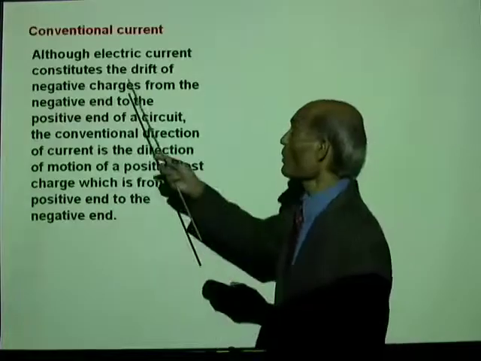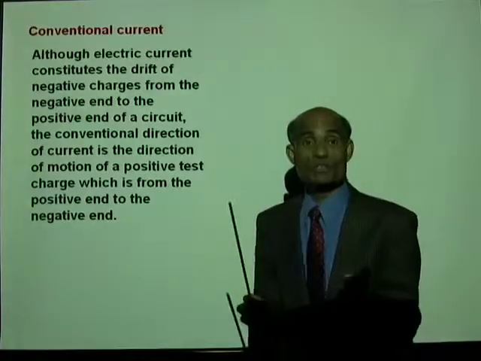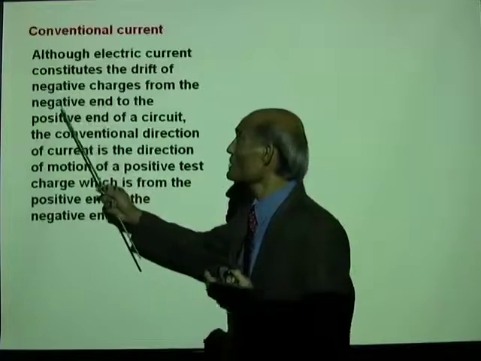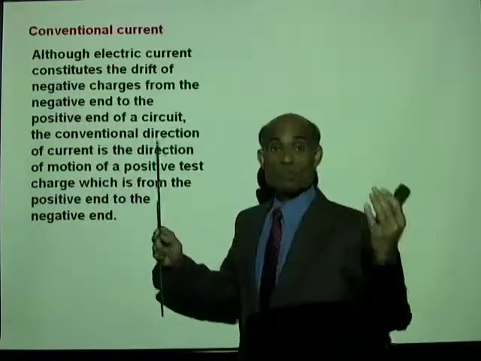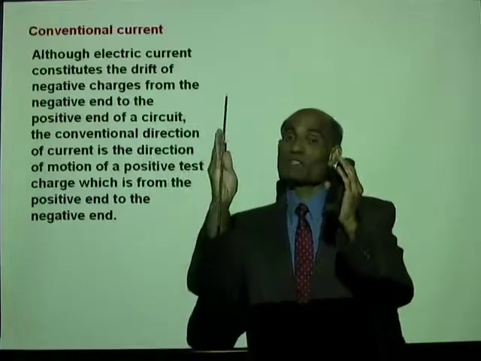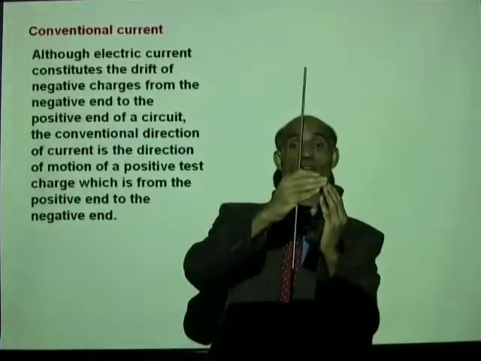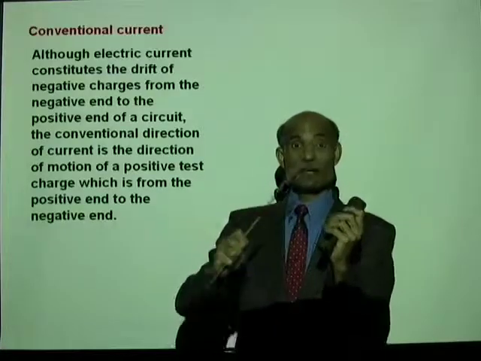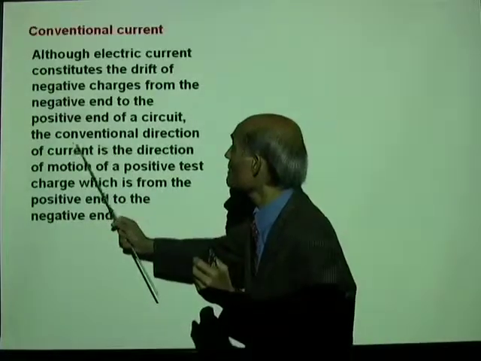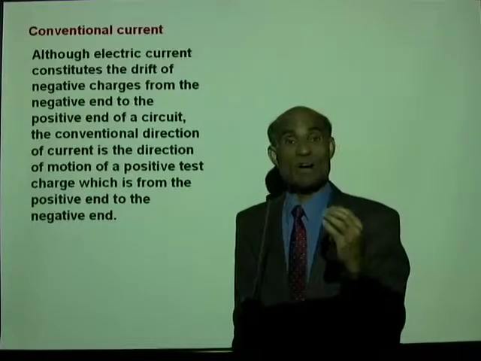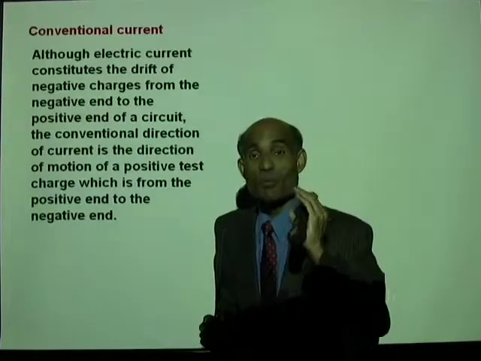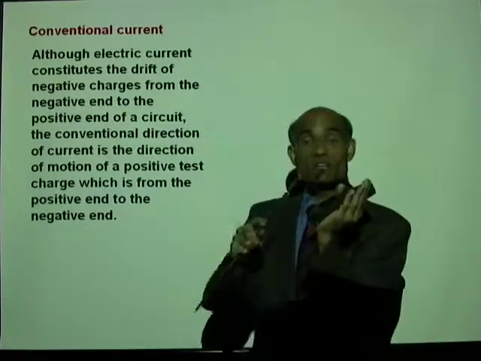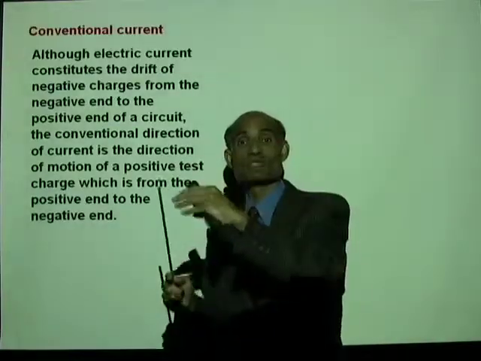The positive test charge actually does not move. It is the negative charges that actually move. But a conventional current, so although electric current constitutes the drift of negative charges from negative end to the positive end of a circuit, from the negative electrode to the positive electrode of a cell, the conventional direction of current is the direction of motion of the positive test charge, which is from the positive end to the negative end.